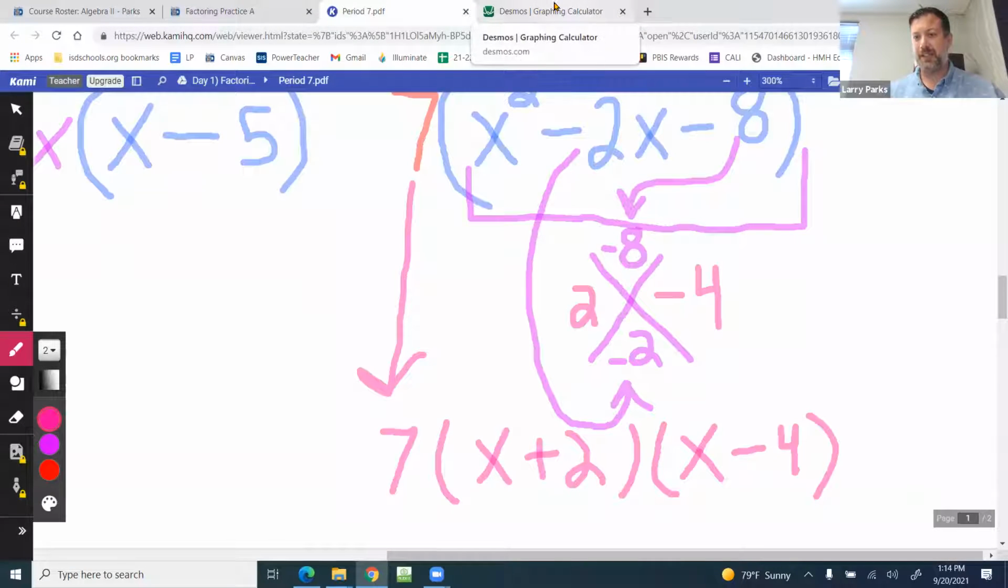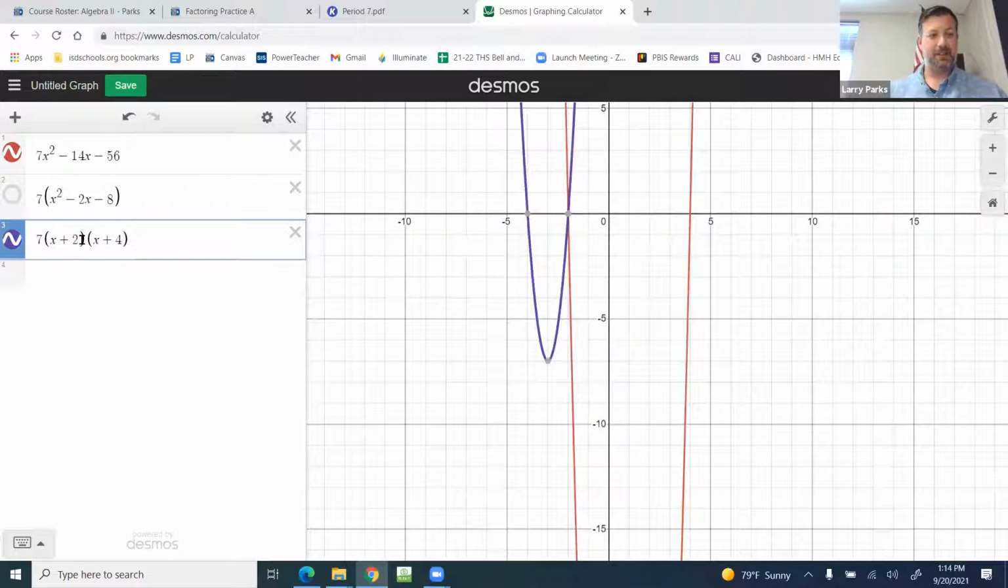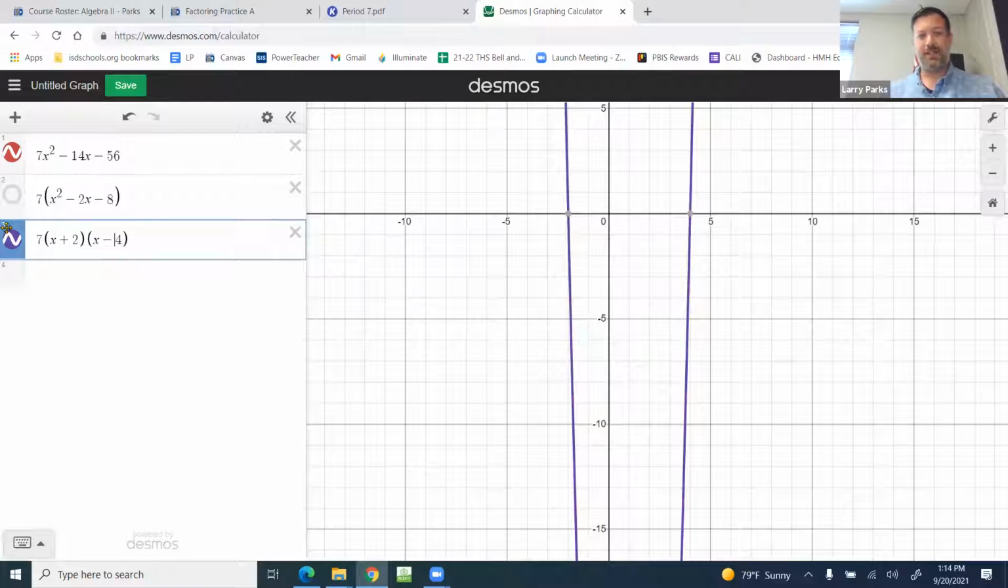Oh, x plus 2, x minus 4. I typed it in wrong. Ah, they're the same thing. So this is called standard form. This is what we would call factored, but not all the way. So in your practice, you'll see something called factor completely. That means that if you stop at this step, you're not technically done.